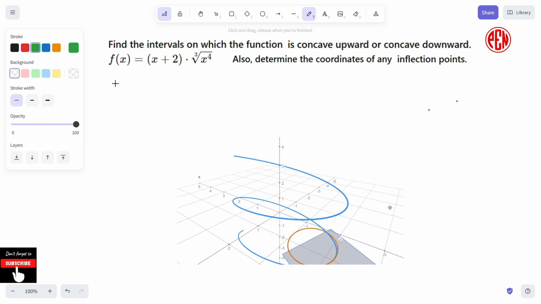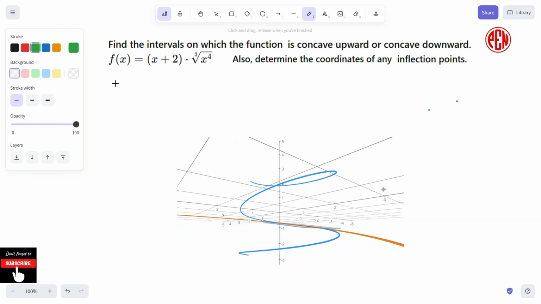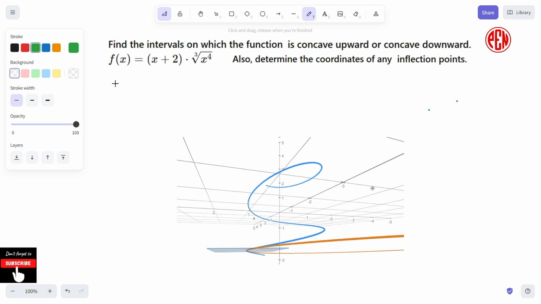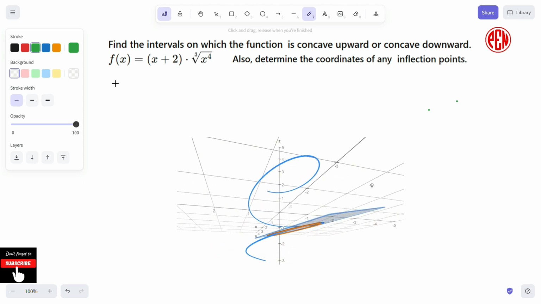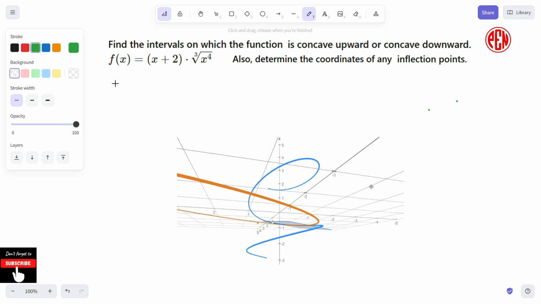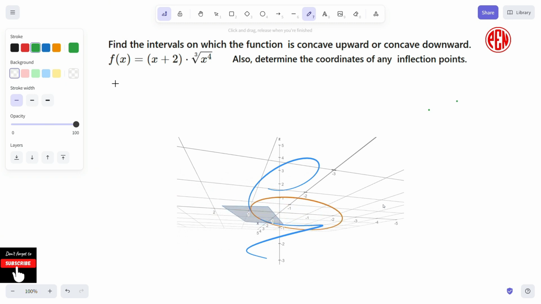The question is to analyze function concavity and inflection points. We are given a function that is a product of two parts, a linear expression and a cube root involving a power of x. Our goal is to understand how the graph of this function bends, whether it curves upward or downward, and at which point it changes direction, known as inflection points.